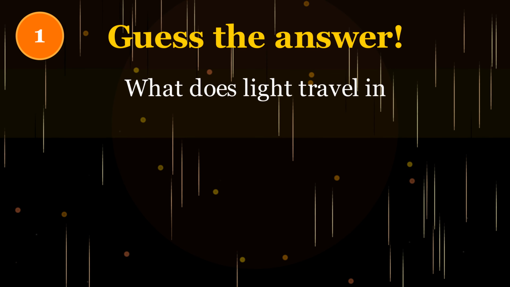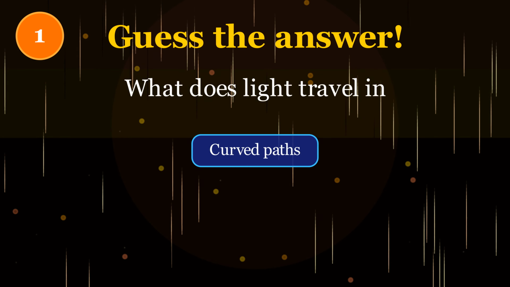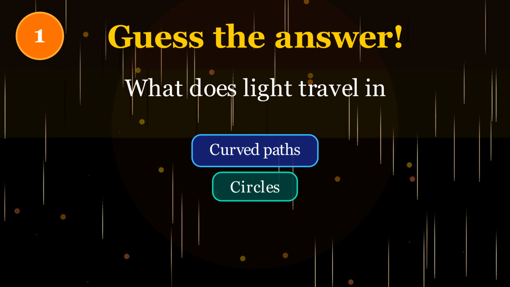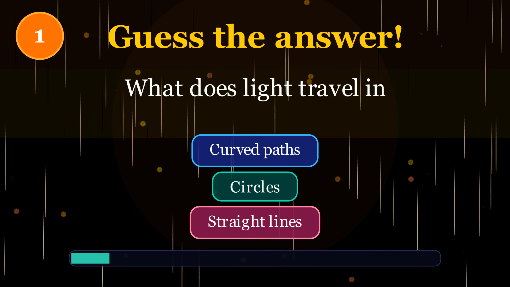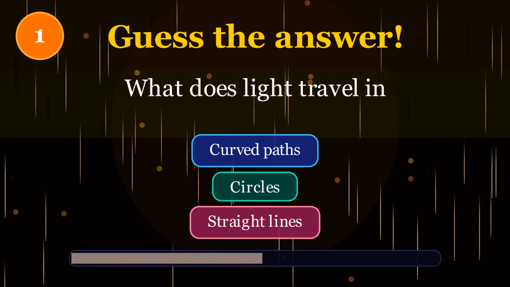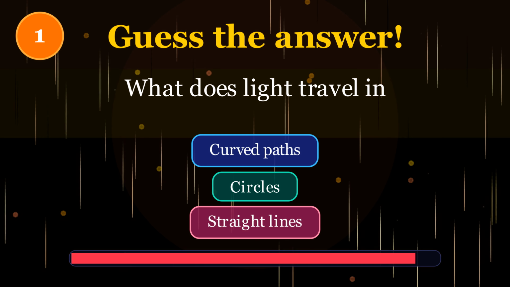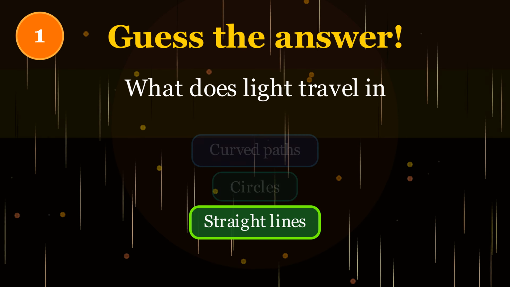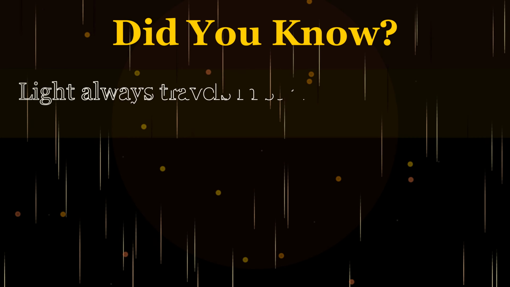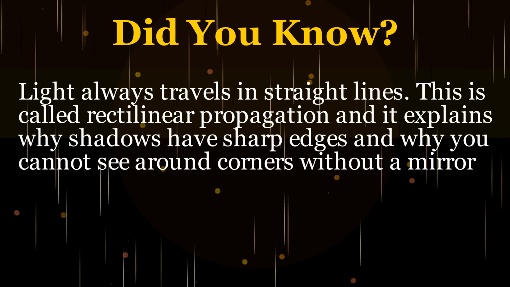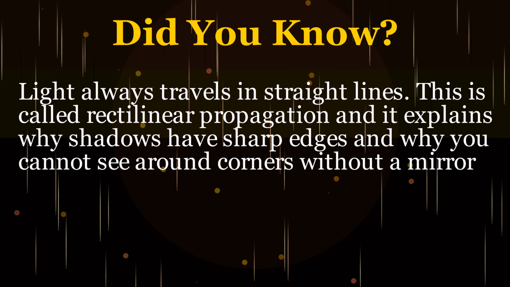What does light travel in? Curved paths, circles, straight lines. The correct answer is straight lines. Here's a nugget of wisdom: light always travels in straight lines.